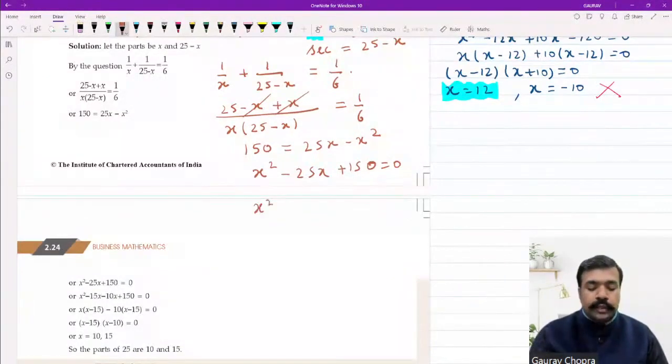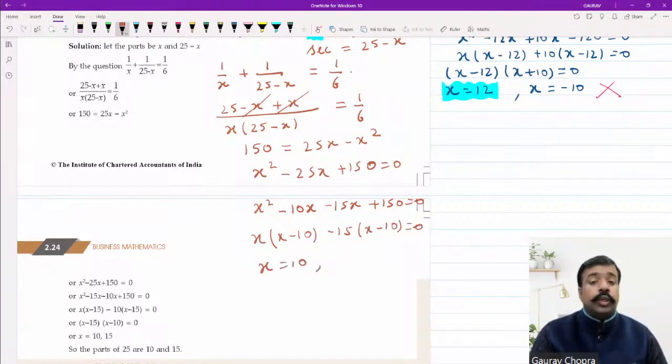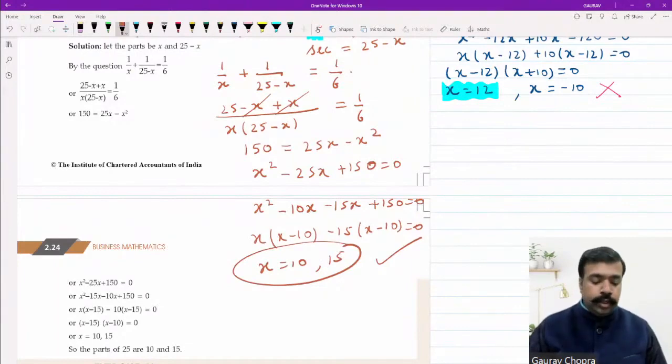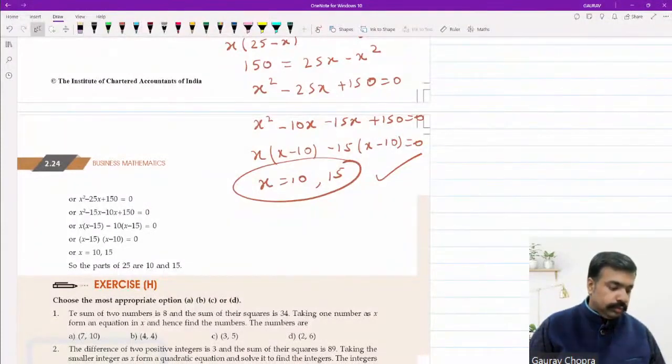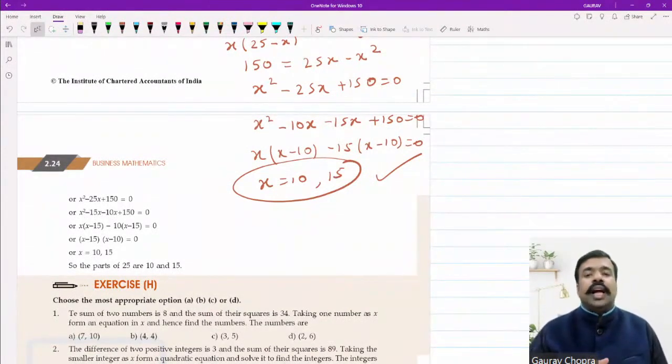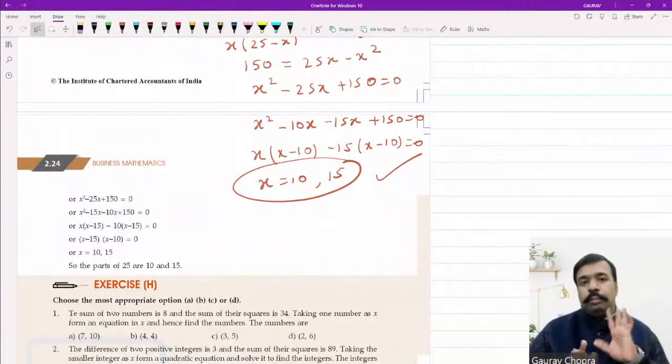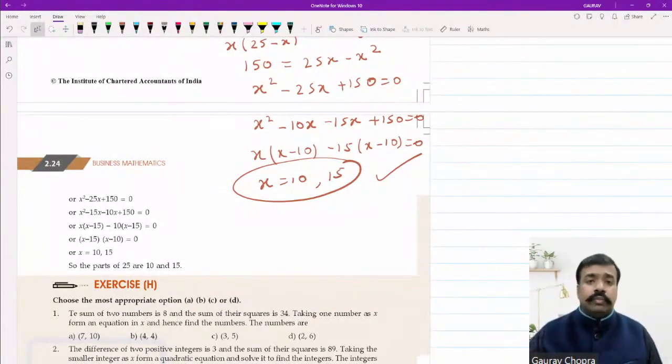So x square minus 10x minus 15x. These are the factors. We can take x as common, and from here 15 can be taken as common. So x will be equal to 10 and 15. So these are the two values of x. Okay. So the value of x will be 10 as well as 15. All these questions are basically a kind of situation is given and then we have to apply that. So you can always try with the options.